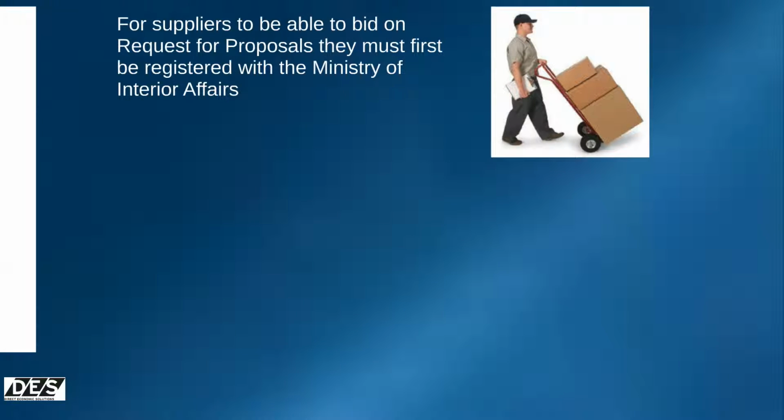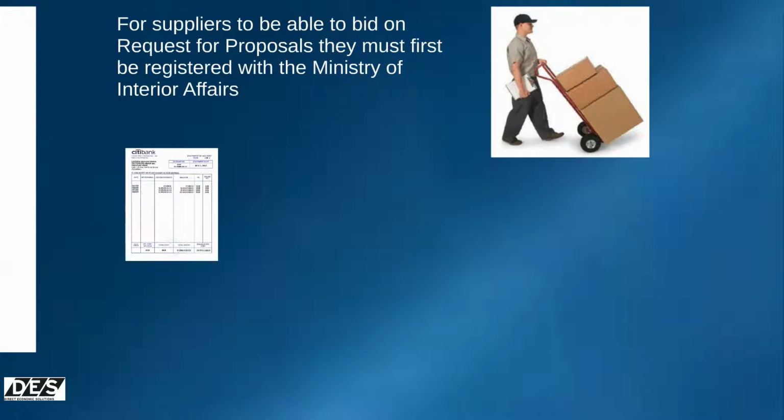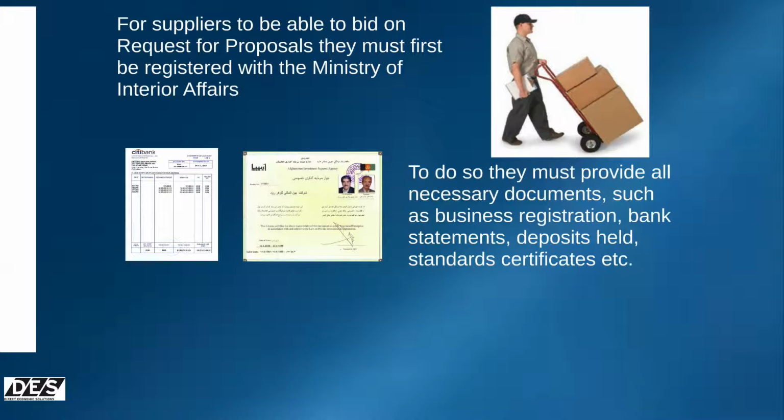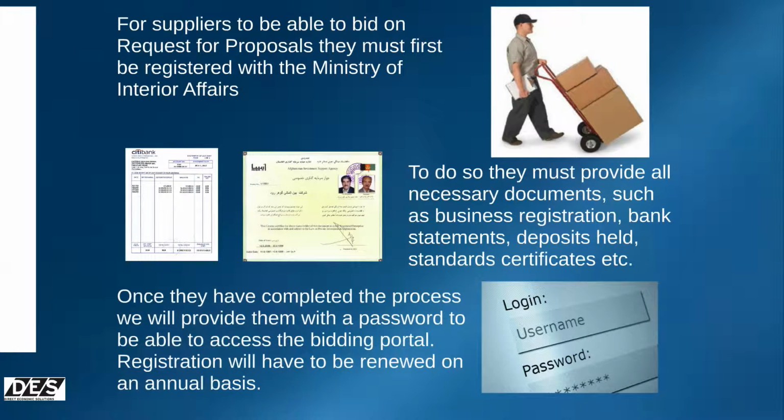For suppliers to be able to bid on requests for proposals, they must first be registered with the Ministry of Interior Affairs. To do so, they must provide all necessary documents, such as business registration, bank statements, deposits held, standard certificates, etc. Once they have completed the process, we will provide them with a password to be able to access the bidding portal. Registration will have to be renewed on an annual basis.